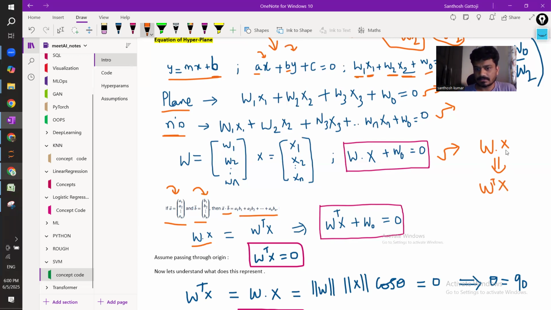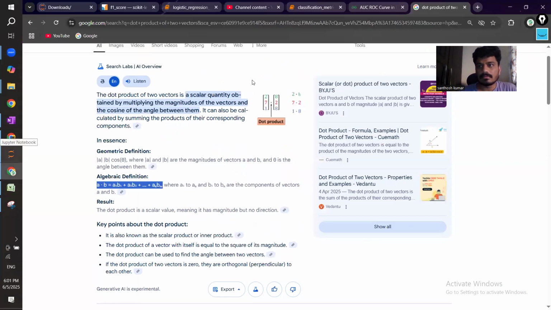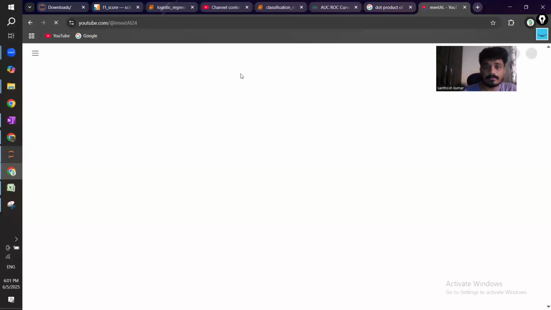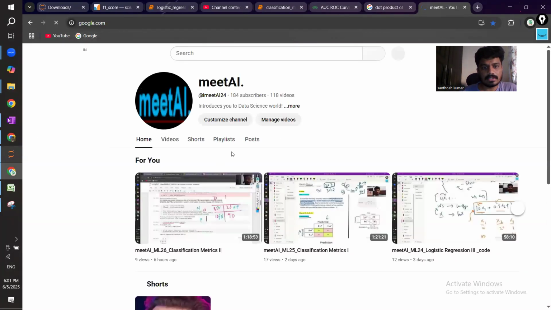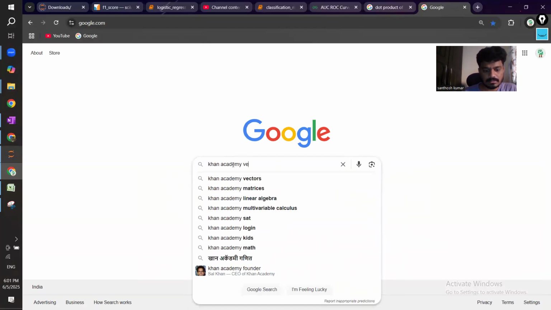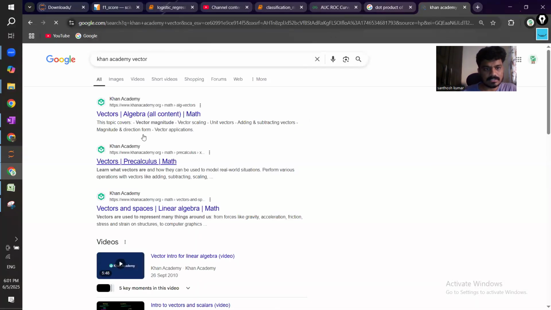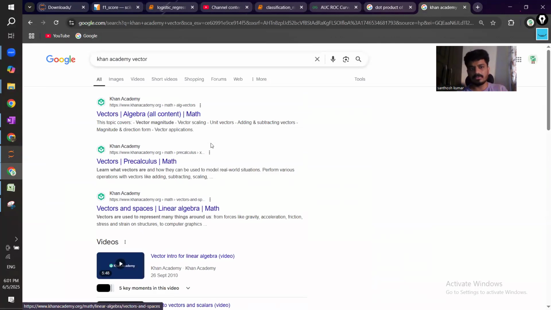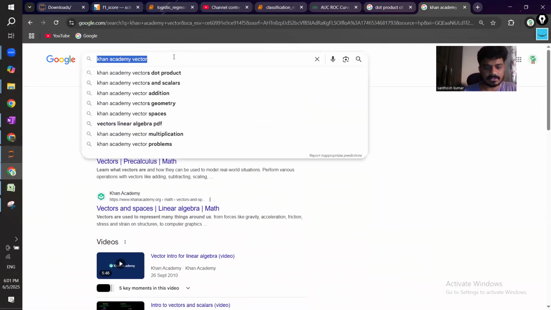Here we are doing a dot product. Here you take the transpose of this and you multiply by X. I suggest that after this, you go through Khan Academy. In Khan Academy, look at vectors, if you have any doubts. These guys explain very well. Basic vectors and basic dot products, not the complete playlist, just a few concepts, if you are getting stuck.